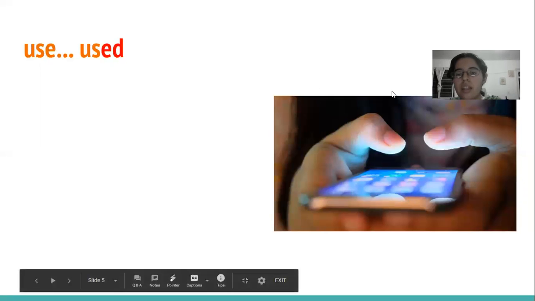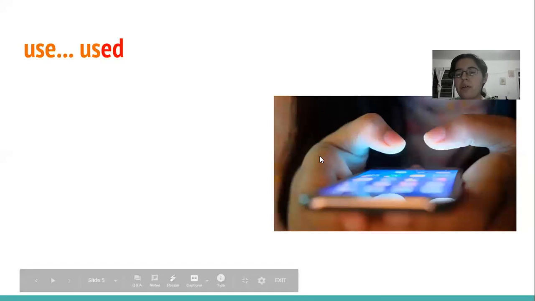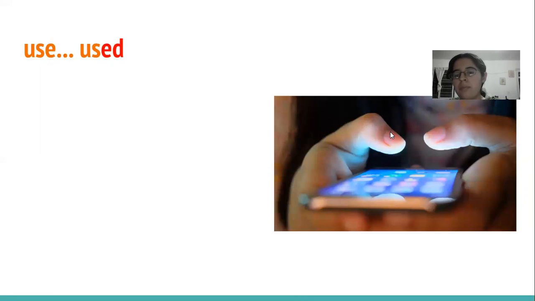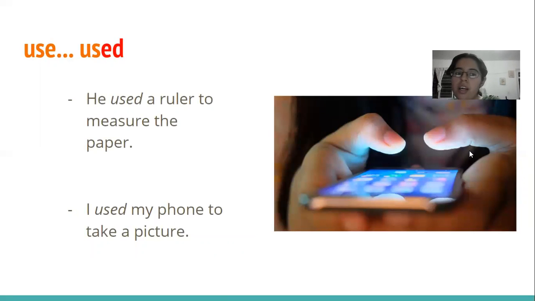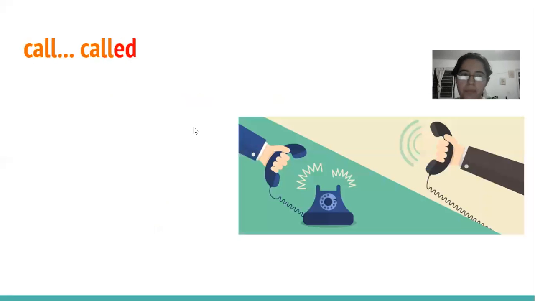Next one, use, used. So let's say that she's a woman. Yesterday, the woman used her phone. We can also say he used a ruler to measure the paper. I used my phone to take a picture. So those are examples for use, like utilize, use, used.